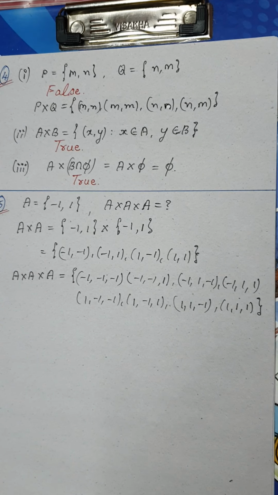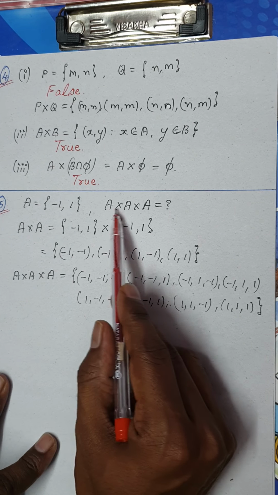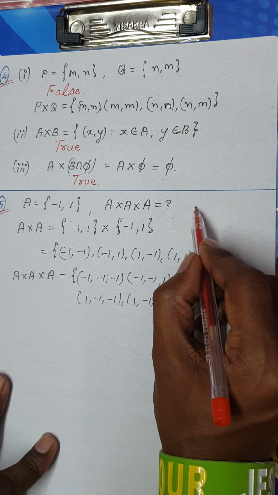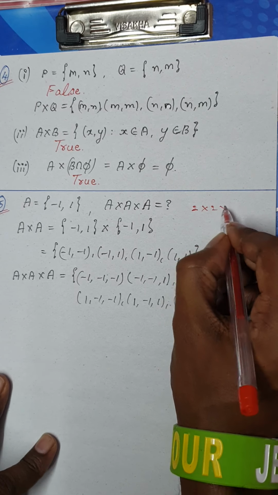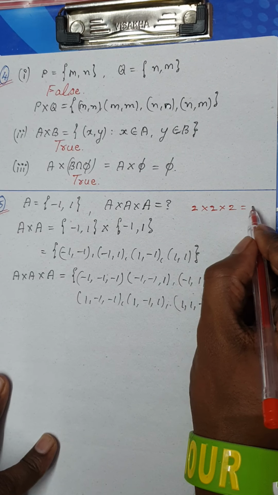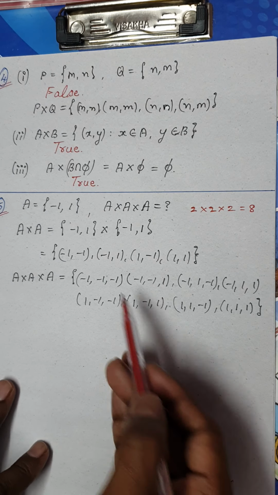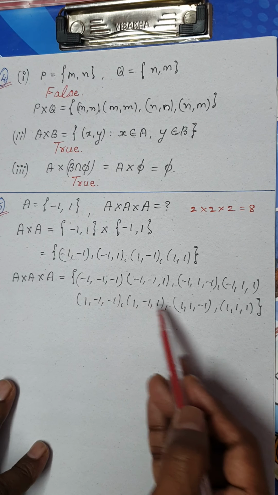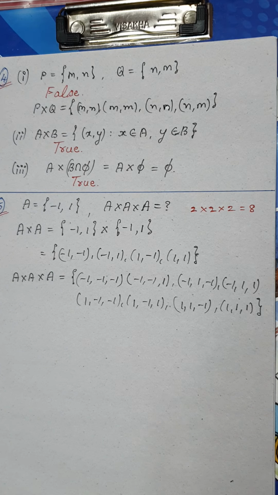Now you can actually check it out. A has 2 elements, then how many elements should A cross A cross A have? It is 2 into 2 into 2, isn't it? So 2 fours are 8. You have to get 8 elements. You can check here, A cross A cross A has 8 elements. So this completes the solution for this.